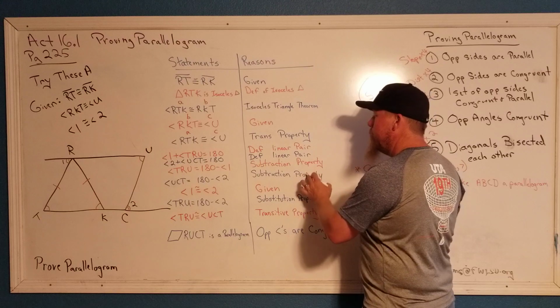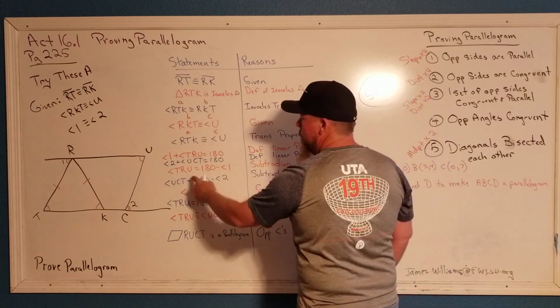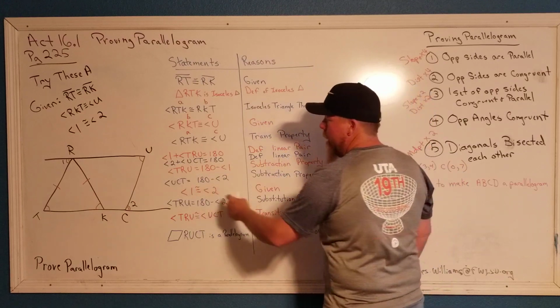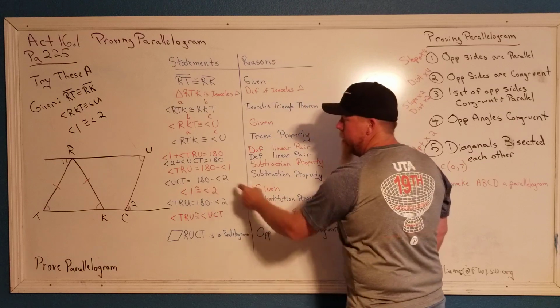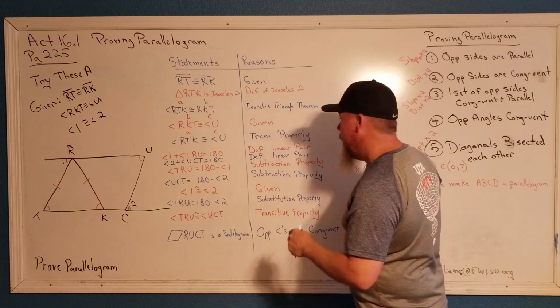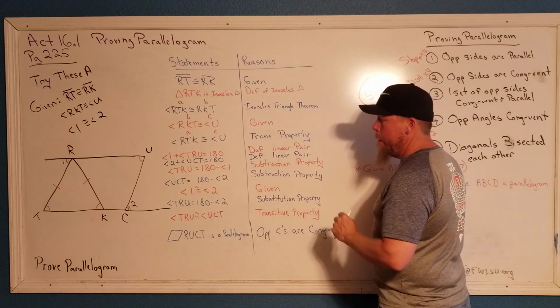Then I'm going to do subtraction property on both. I've got TRU is equal to 180 minus angle 1, and UCT is equal to 180 minus angle 2. You're welcome to slow this down if you need to. But I'm going to do subtraction property on both.